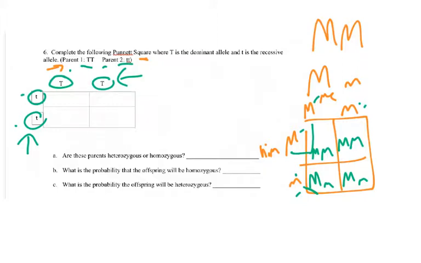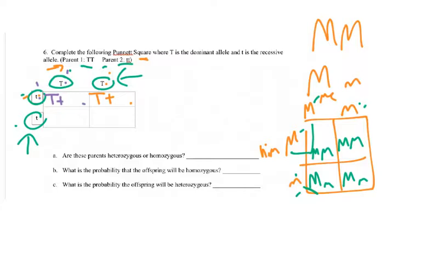All right. So in this box, you find where they meet. These two go together in this box. So I see a capital T and a lowercase t. That is how it is written. Now this one and this one go together in this box. And again, I have a capital T and a lowercase t. So that's how it is written. And the capital always goes first because it is dominant.